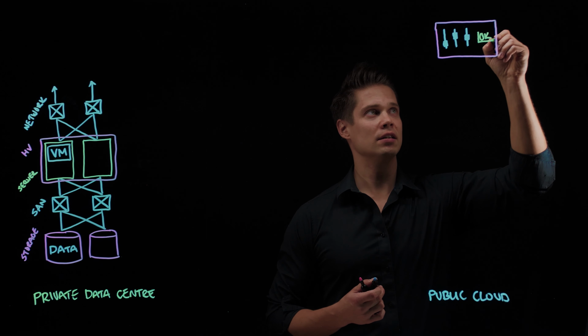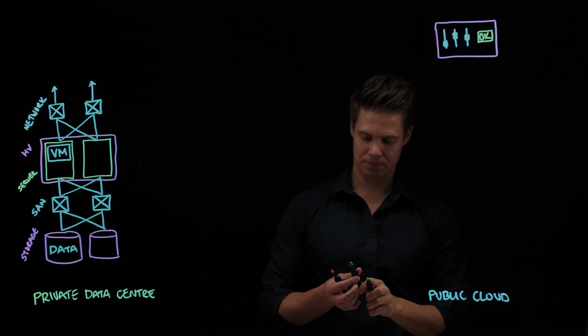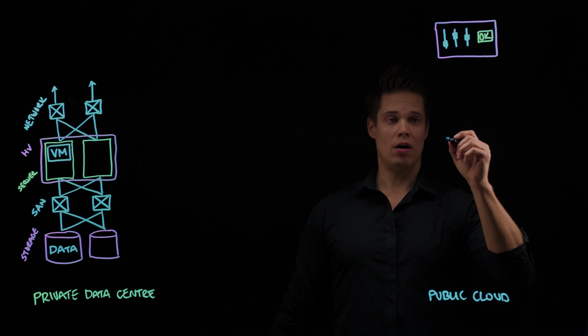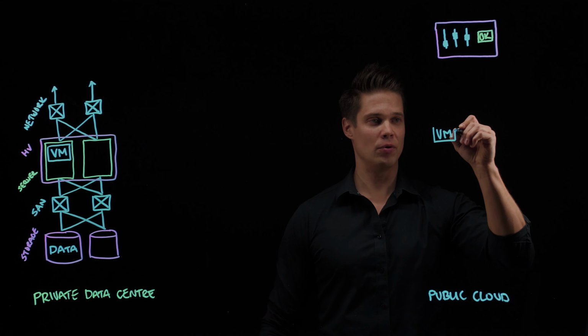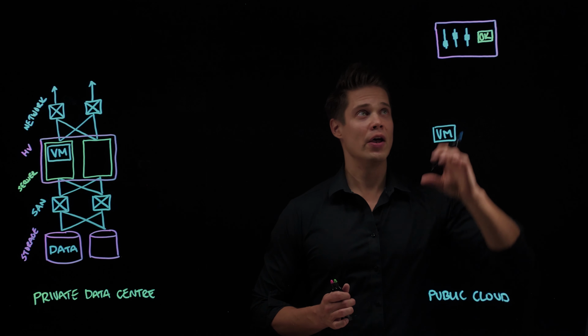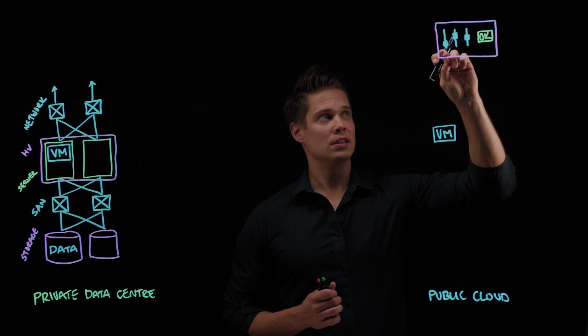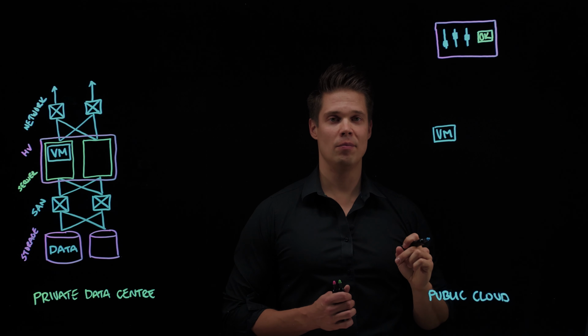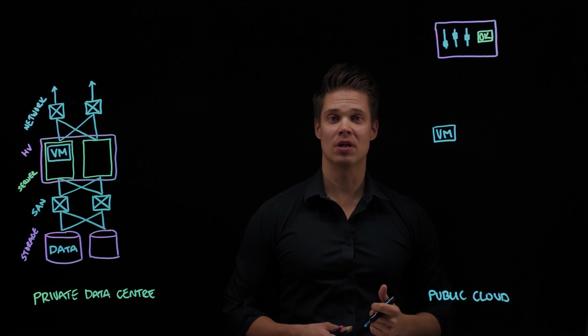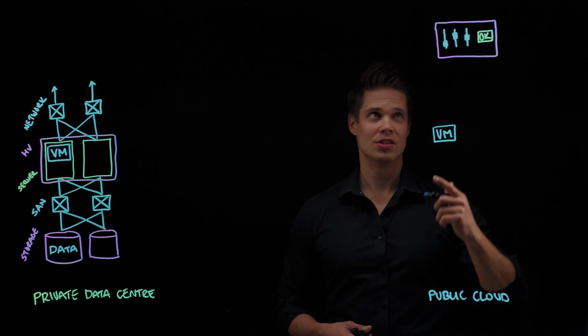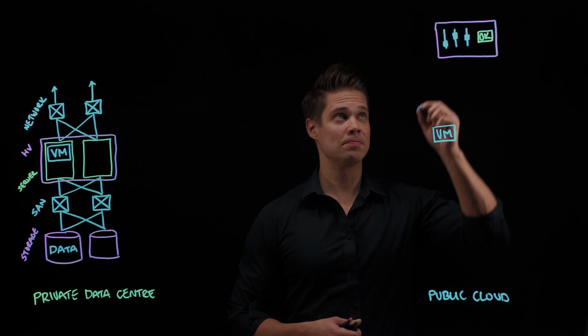And once we click that OK button, we will have our virtual machine magically up and running somewhere. And this is all we see. We go to the user interface, choose what kind of virtual machine we want, click OK, bam, it's up and running for us to use. So this is how public cloud works.